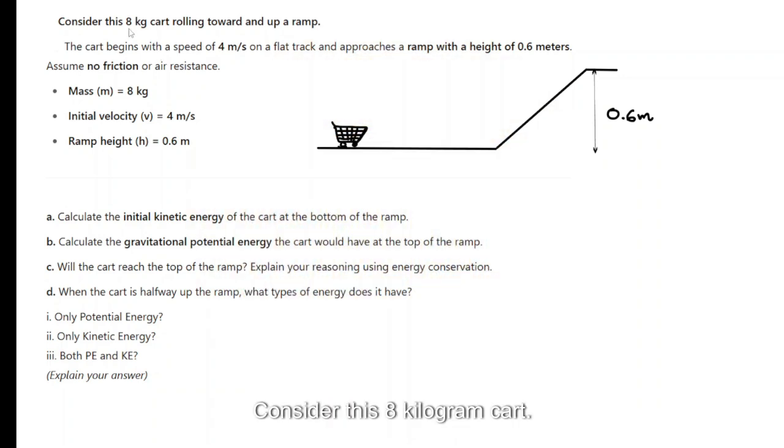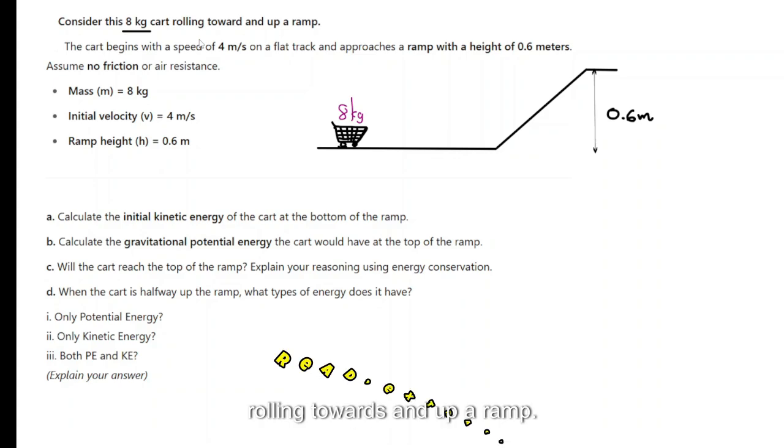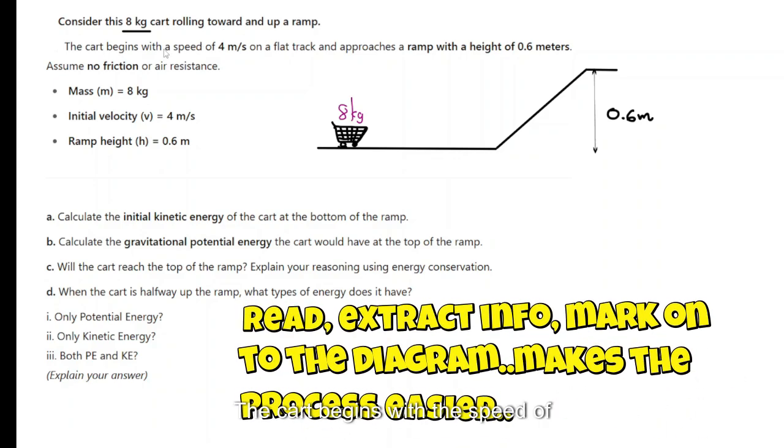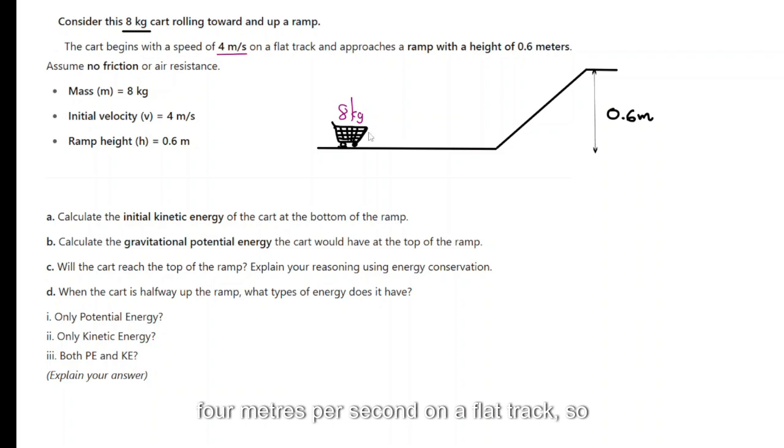Consider this 8 kilogram cart. Okay, so let's mark the mass of it, 8 kg, rolling towards an upper ramp. The cart begins with a speed of 4 meters per second on a flat track. So the initial speed is 4 meters per second and approaches the ramp with a height of 0.6 meters. So this is 0.6. Assume no friction, important. Mass is 8. Initial velocity given, ramp height given.